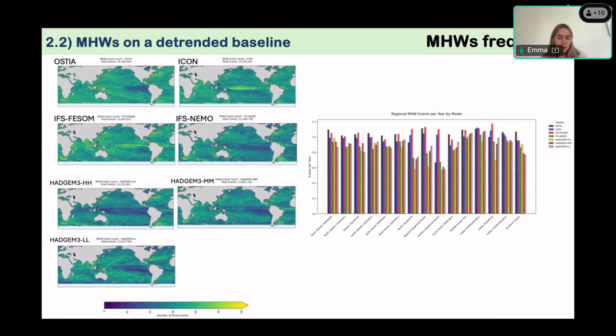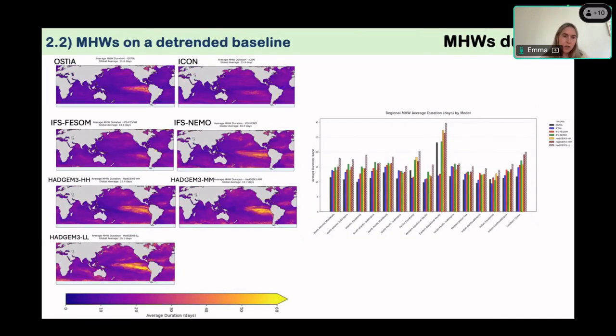What goes hand in hand with marine heat waves frequency is marine heat waves duration. So similarly, as we expect less events over here, these events are also longer. So the 4 models over here, IFS NEMO and the 3 HEDGEMS models, see these longer, rare events, but IFS FASM and ICON don't. And we see similarly in the regions results that in all of the regions, the models are overestimating duration, except for the Eastern Equatorial Pacific, where ICON and IFS FASM are not seeing these very long events.